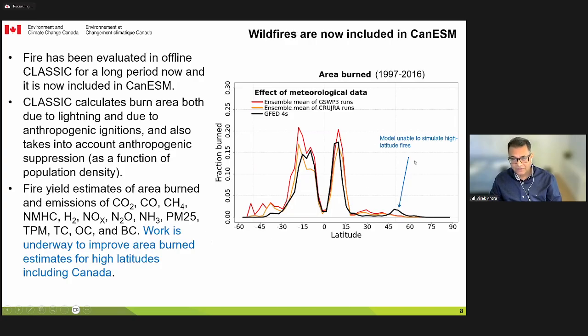And the right-hand side of this plot shows area burned when you drive the model offline with 2 different observation-based estimates, and the black line is observation from GFED. One thing is we do not capture this peak in fire in boreal forests. Clearly, it's nothing compared to what happens in the tropics, but we do miss this peak here, and work is underway to improve this area burned at high latitudes, including in Canada.